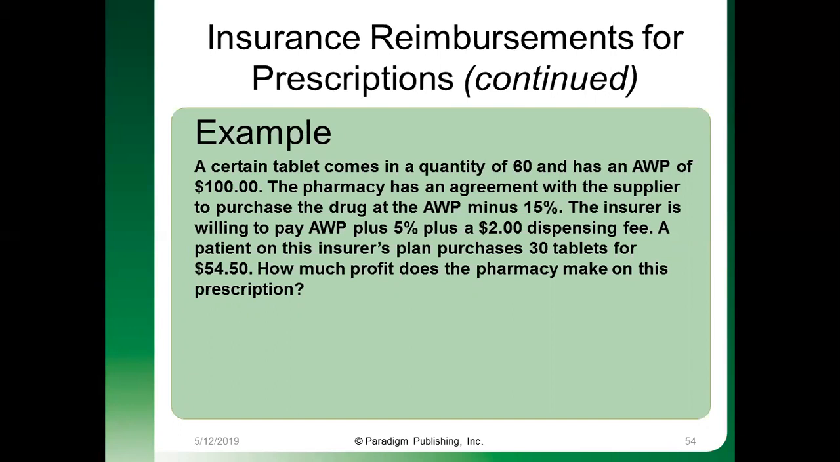The pharmacy has an agreement with the supplier to purchase the drug at the average wholesale price minus 15%. The insurer is willing to pay the average wholesale price plus 5% plus a $2 dispensing fee. A patient of this insurance plan purchases 30 tablets for $54.50. How much profit does the pharmacy make on this prescription?